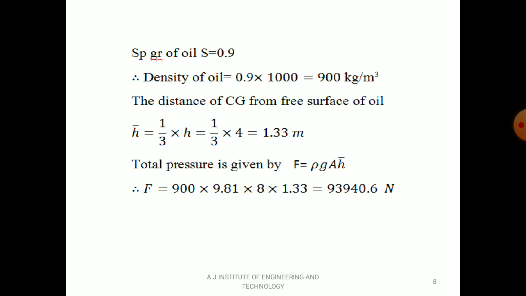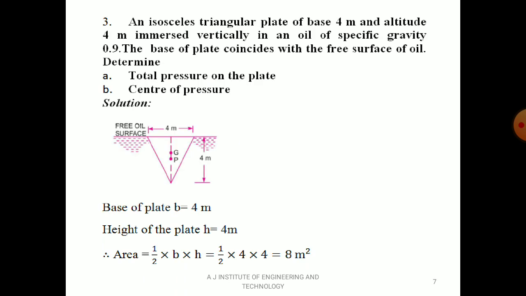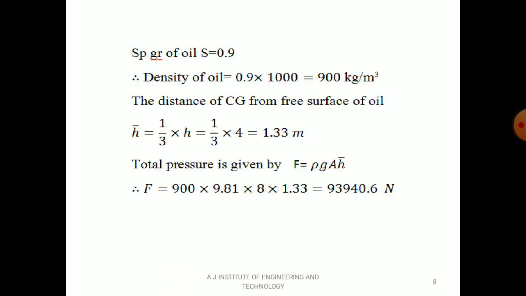You are also supposed to remember that the center of gravity for a triangular plate lies at a distance of 1 by 3 h, where h corresponds to the height from the base. You can see there the base coincides with the free water surface. So the center of gravity lies at a distance of 1 by 3 h from the base of the triangle, that you are supposed to remember. So h bar equal to 1 by 3 into h, so that is equal to 1 by 3 into 4, that is equal to 1.33 meter.